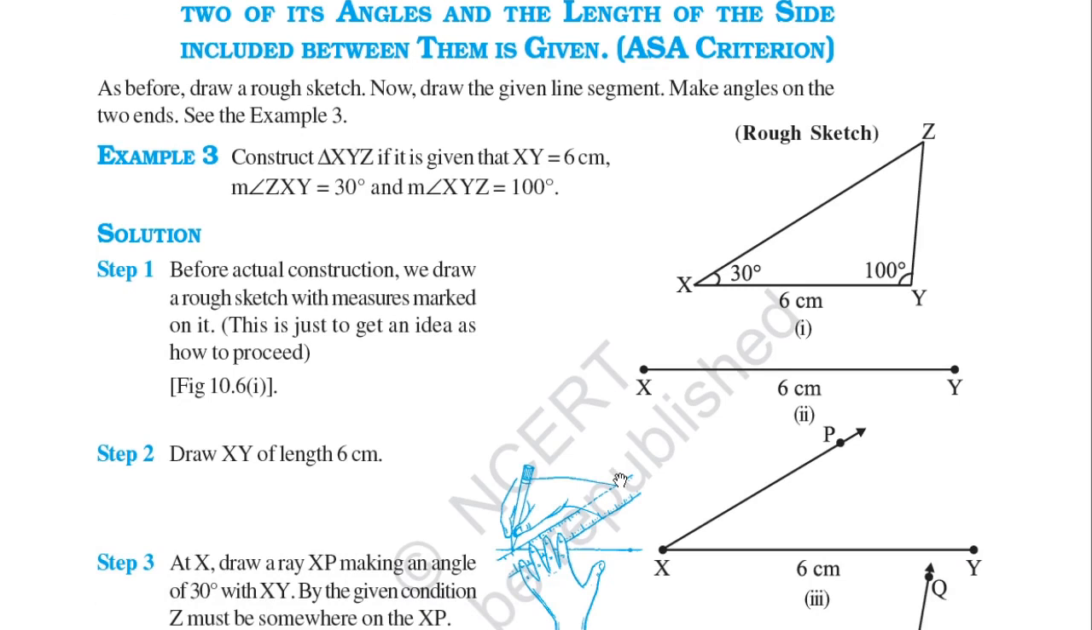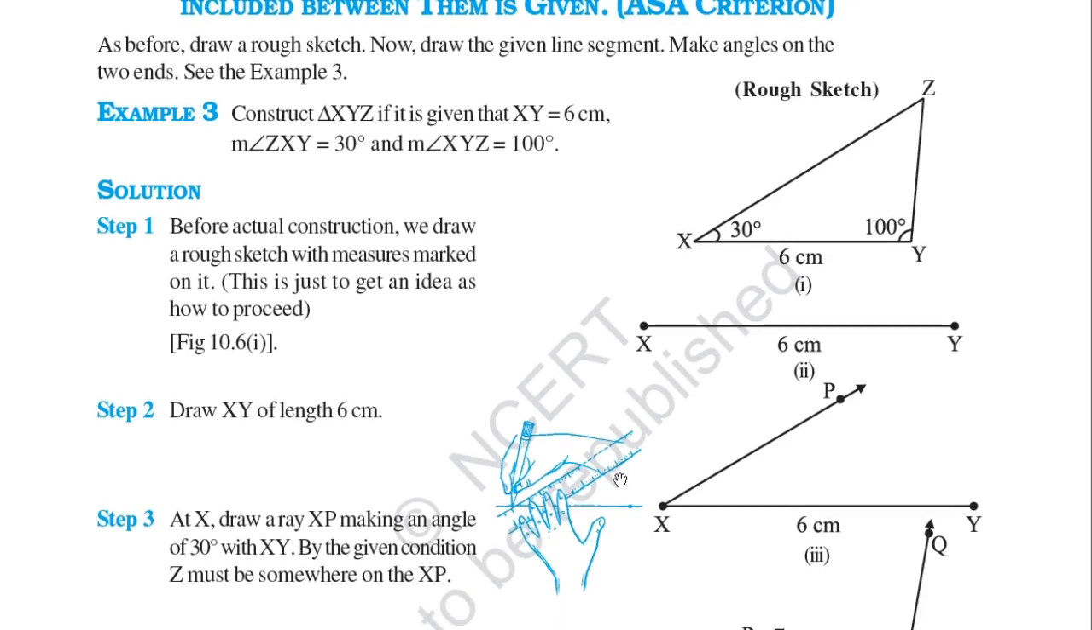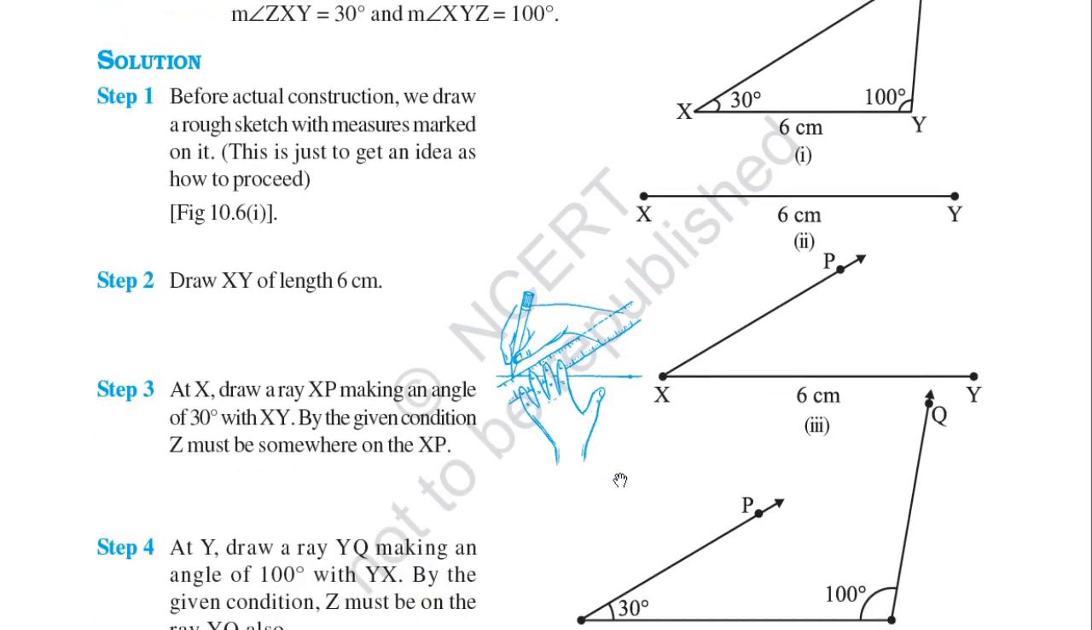Construct triangle XYZ if it is given that XY is equal to 6 cm, the measure of angle ZXY is equal to 30 degrees and angle XYZ is equal to 100 degrees. So solution: before actual construction we draw a rough sketch, with measures marked on it. This is just to get an idea of how to proceed.